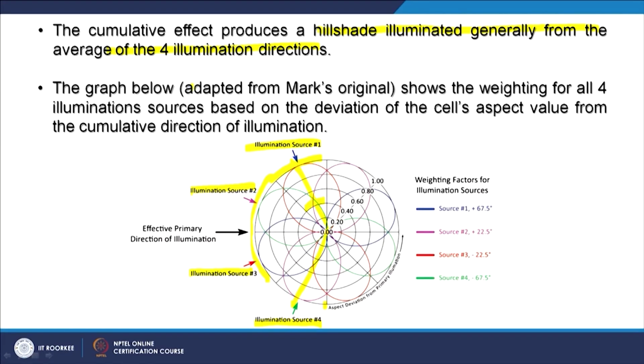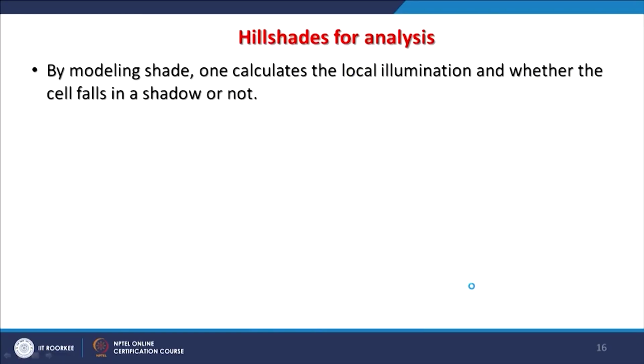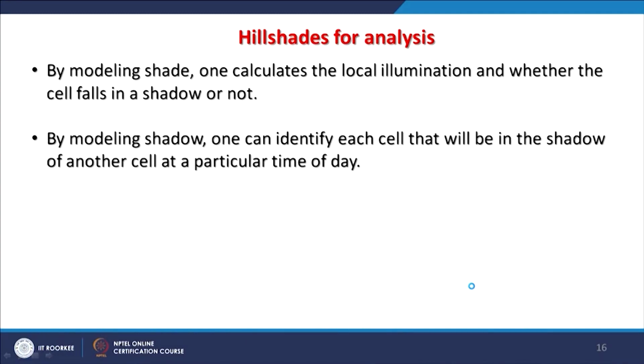So, this is based on Marks's original idea, which shows the weighting of all 4 illumination sources, and they are only in the western hemisphere, based on the deviation of the cell's aspect values from the cumulative direction of illumination. So, this is how these are done, and weighting factors for each illumination source are also given here. Now, when we go for analysis by modeling the shade, one calculates the local illumination and whether the cell falls in the shadow or not.